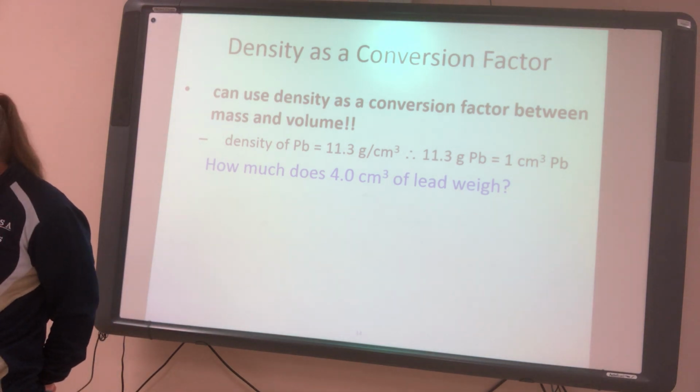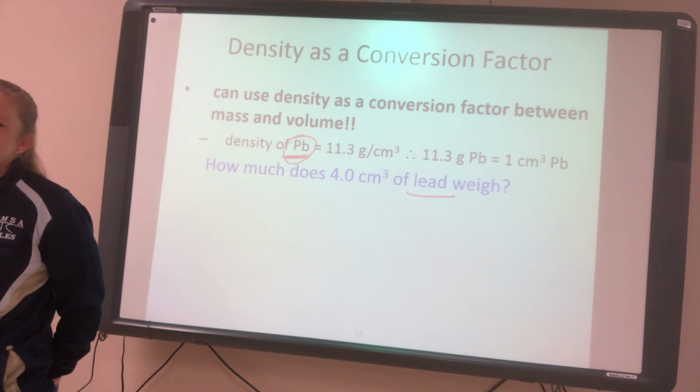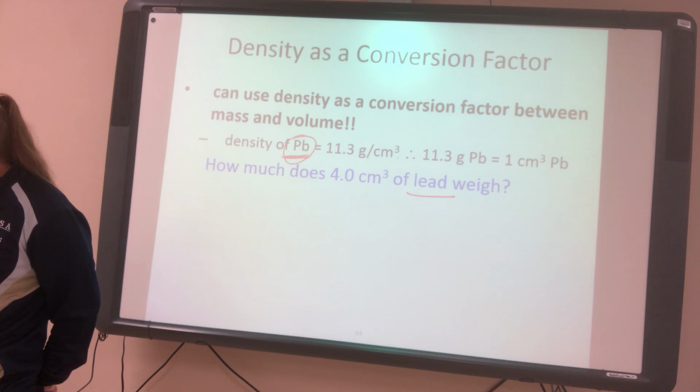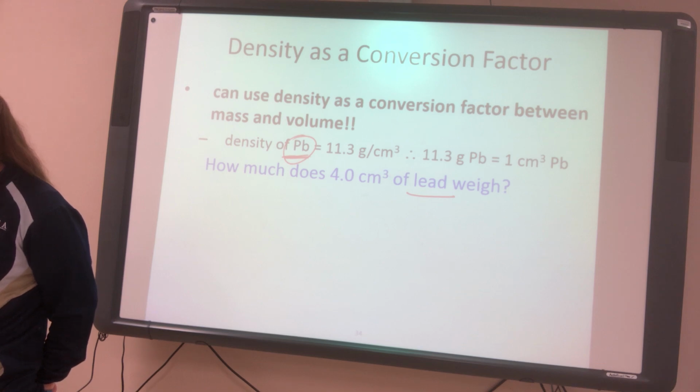So the problem says you can use density as a conversion. It tells me the density of Pb. This is lead. This is the symbol for lead. You'll learn it, but it's in here, so I'm telling you. So the density of lead is 11.3 grams per centimeters cubed. How much does 4 centimeters cubed of lead weigh?